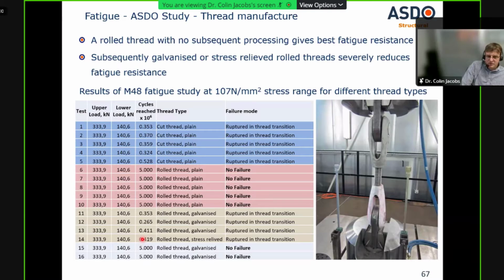So again, very important, if you're specifying galvanized tie rods with rolled threads, ensure the galvanizing is done before the threads are rolled. Now your thread won't have any galvanizing protection, so you need to think of another means of how you're going to protect that thread, but do not hot dip galvanize a rolled thread.